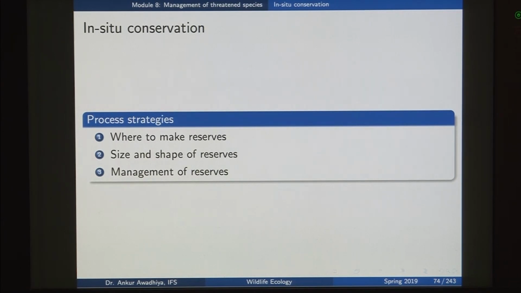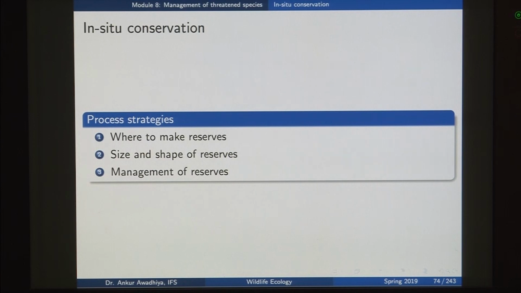Now, in this lecture we will concentrate on in situ conservation. If we are going with in situ conservation, what should be our strategies? Basically, we are asking the question, where should we make these reserves? We said that we wanted to create these in situ conservation reserves, we want to make a tiger reserve. Where should we have this tiger reserve? Second, what should be the size and shape of these reserves? Is there any ecological concept through which we can determine what should be the shape and size of this reserve?